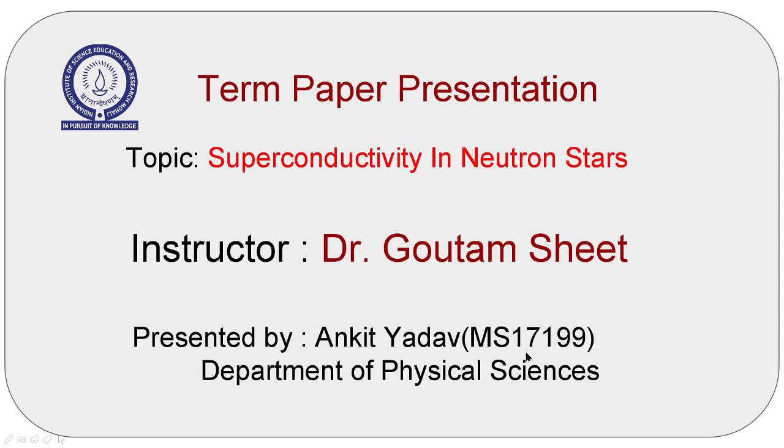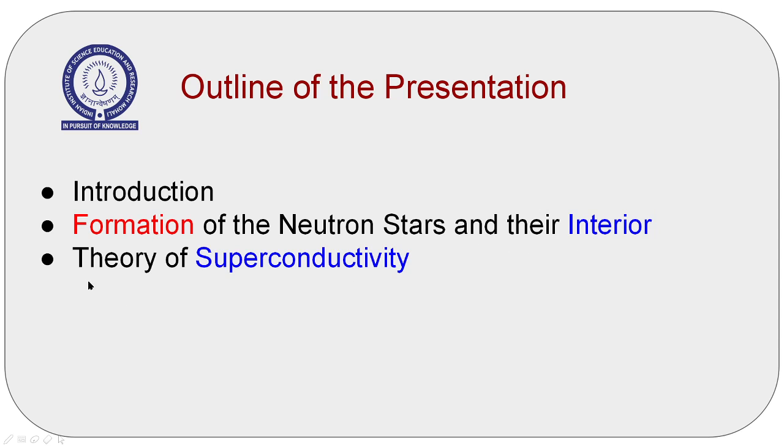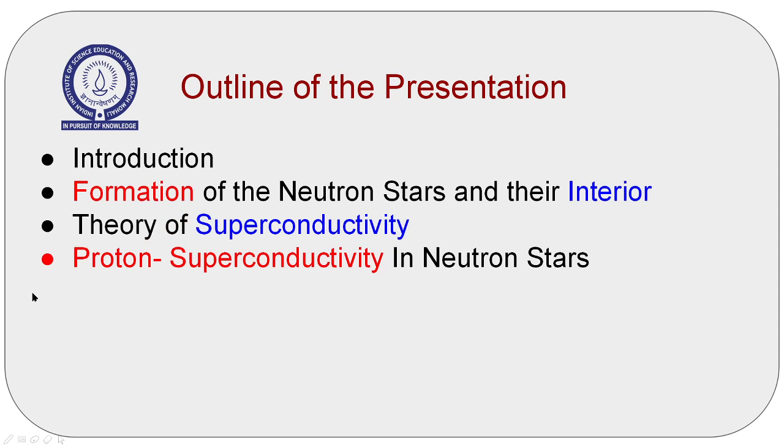This is the outline of my presentation. I will shortly review the formation of neutron stars and their interior. After that, I will present the idea of superconductivity in neutron stars, how and when the Cooper pair forms in the neutron star, which leads to the superconductivity in neutron stars. Then, what are the observational evidences to verify the theory? After that, I will conclude my presentation.